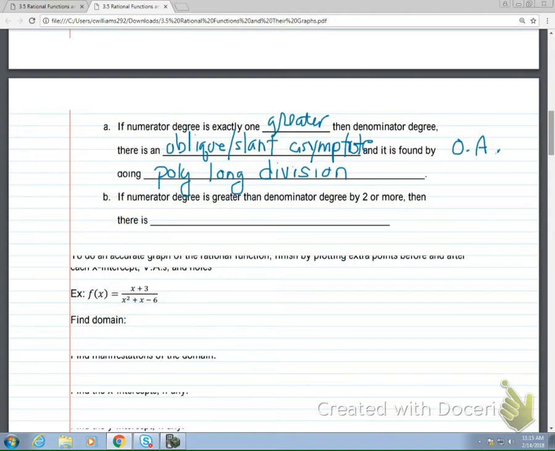On the other hand, if the numerator degree is bigger by 2 or 3 or 4 or more, whatever the case may be, then there is no oblique asymptote.